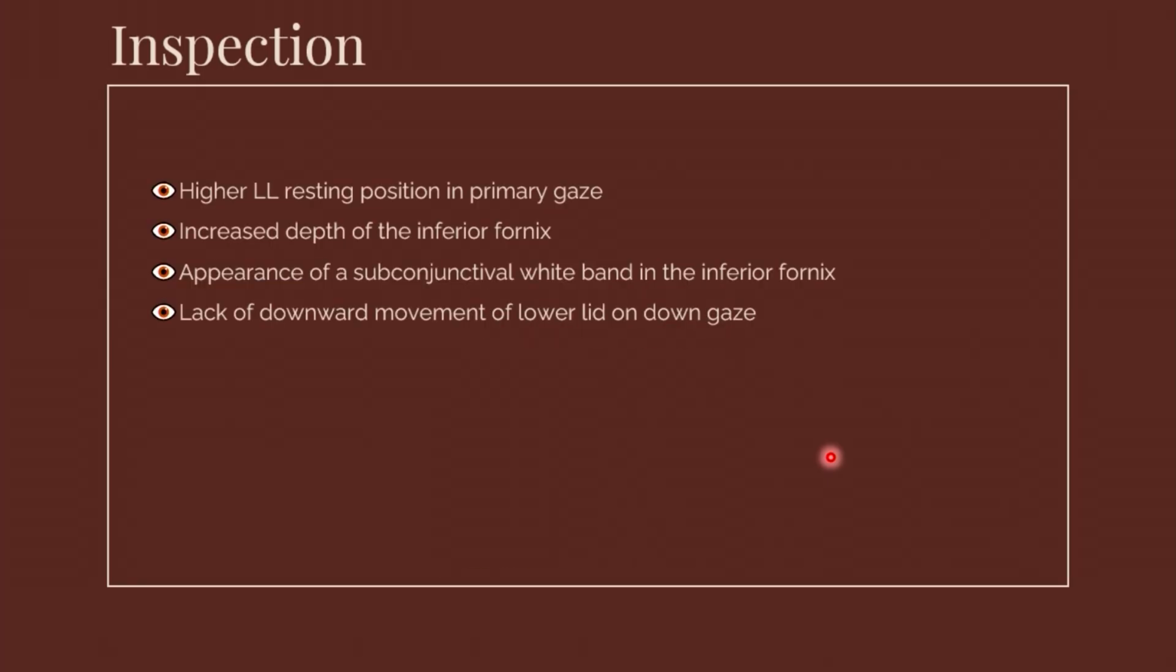Some other pointers to look out for is a higher lower lid resting position in primary gaze, increased depth of the inferior fornix, if there is a subconjunctival white band in the inferior fornix, and if there is lack of downward movement of lower lid on down gaze.